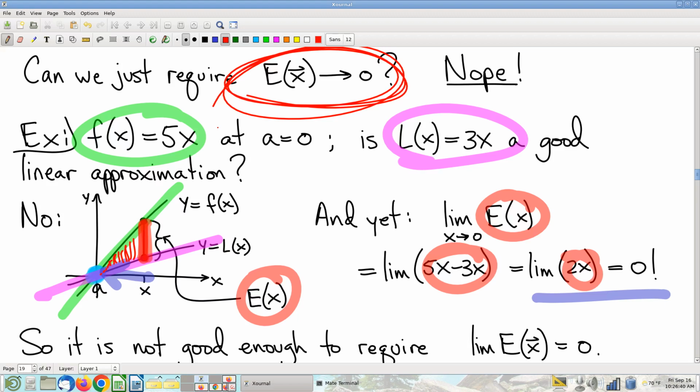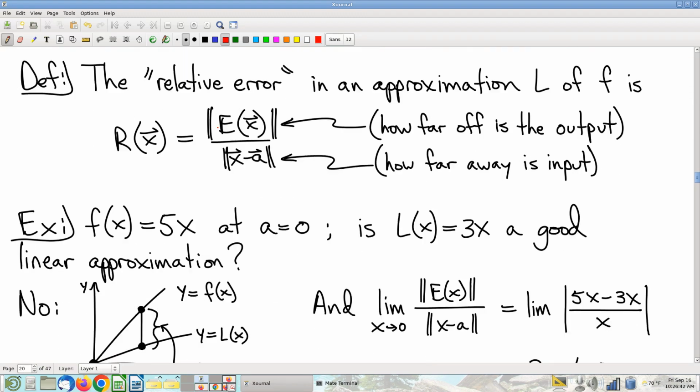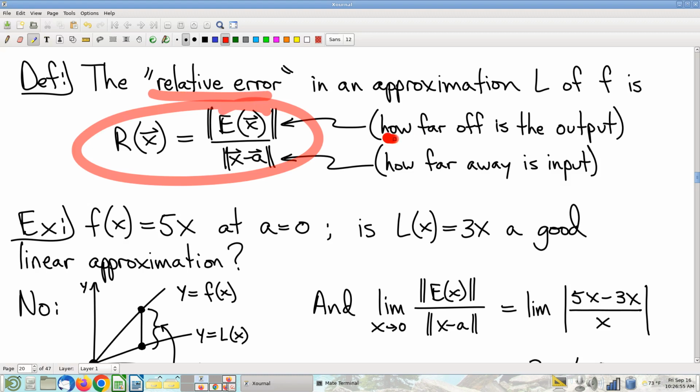Okay. So we look at another take, and this is a variation. We're going to talk about this thing called relative error. Relative error says, how far off is your output value, right? How much error do you have, divided by how far away is the input?